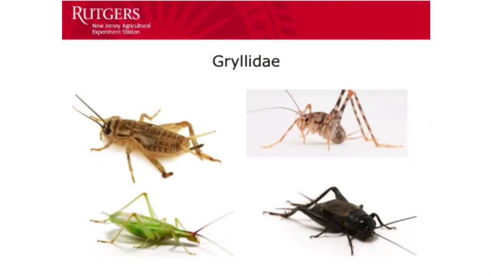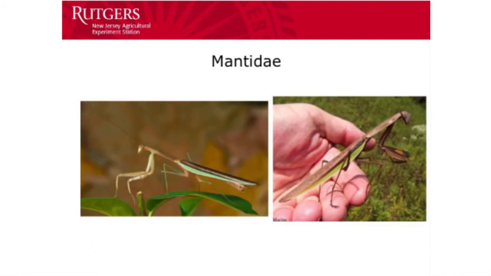The last one here is a field cricket, that little black one on the lower right. If you go outside and turn over leaves, turn over rocks, you'll find these. These also get into people's houses, and you usually hear a solitary male going chirp, chirp, chirp, and you're running around trying to find it. Well, that chirping is him calling for a female, so he can find somebody to mate with.